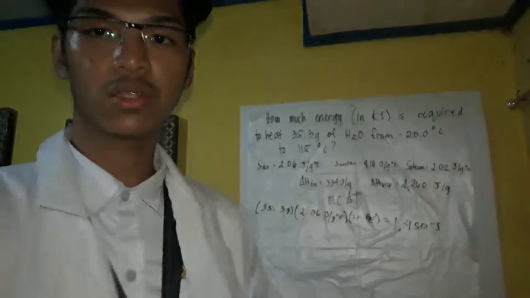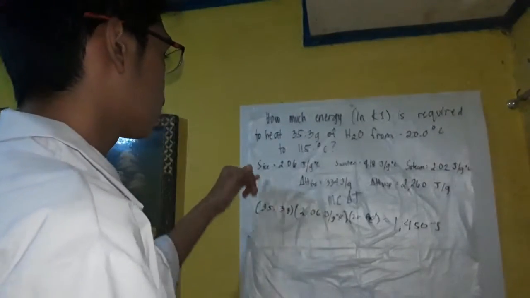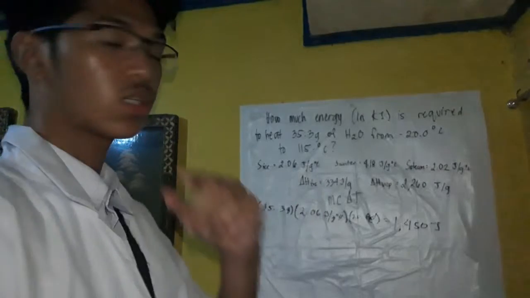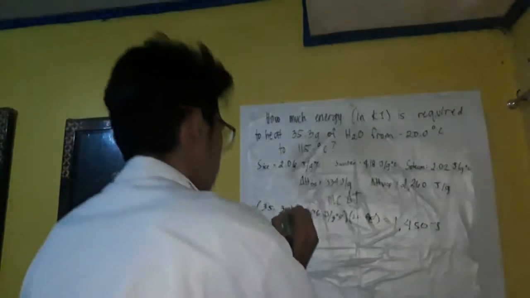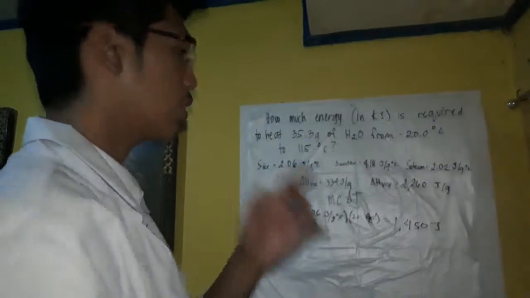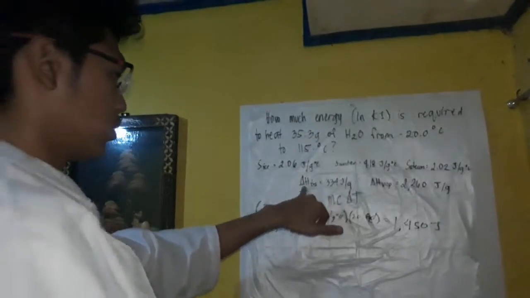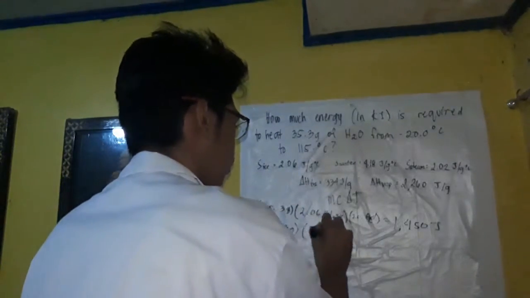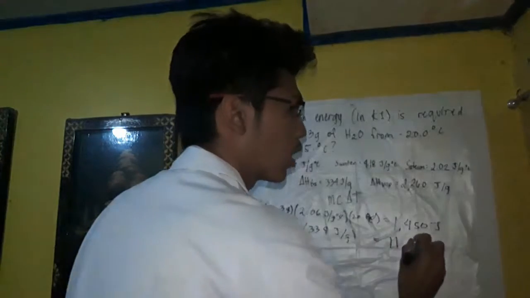Now we are at 0 degrees Celsius. Let us now melt the ice. Using the mass of 35.3 grams and the heat of fusion, which is 334 joules per gram, the answer is 11,800 joules to melt the ice.